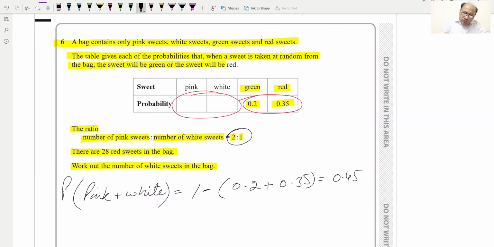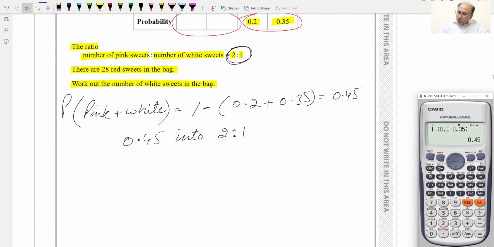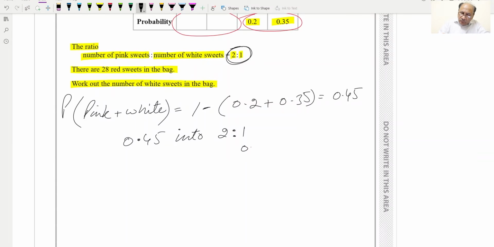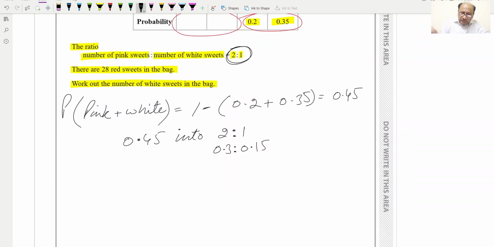Now this is the ratio which they have provided, which is 2:1. If we split 0.45 into 2:1, we can split it into 3 parts, and this will be 0.15, and the ratio 2 will be multiplied by 2, which is equal to 0.3. So this side will be 0.3.